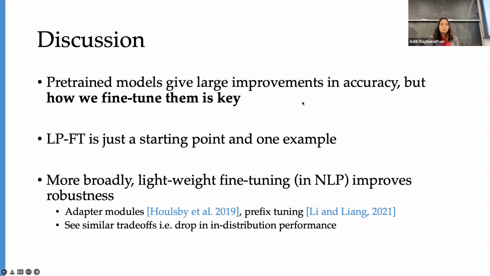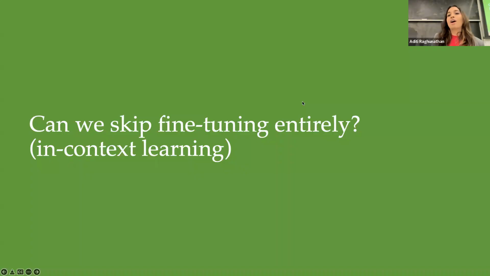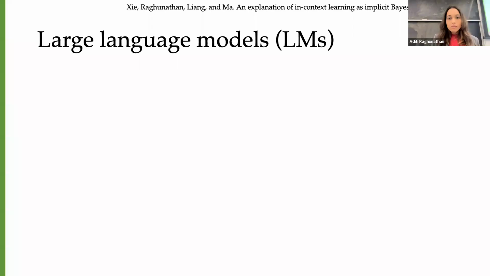Okay, so the questions led to the next part of the talk quite naturally, which is: can we skip fine-tuning entirely? We spoke about how we don't want to change parameters too much and break things, so can we just skip this entirely? Large language models are actually pretty promising as a way to do that, and that's why I think it's a very interesting setting.